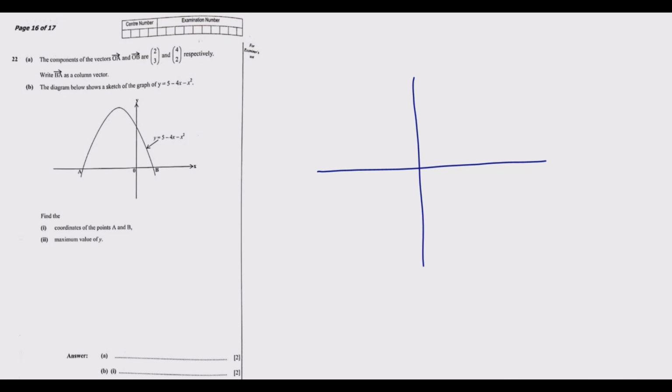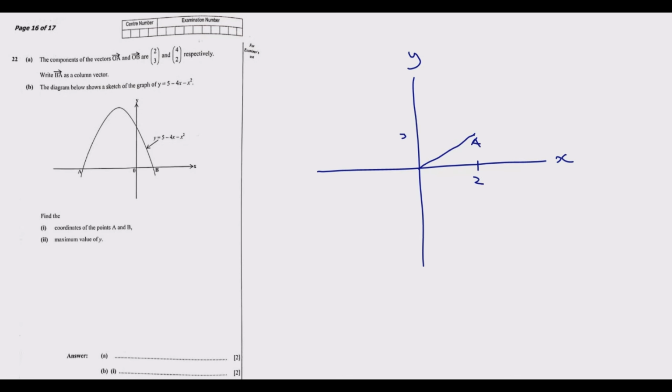So this is the x-axis, then this is the y-axis. From the origin to A, we are moving 2 units in the x-axis, then 3 on the y-axis, somewhere here. We shall call this point A, such that this is 3, then this is 2.